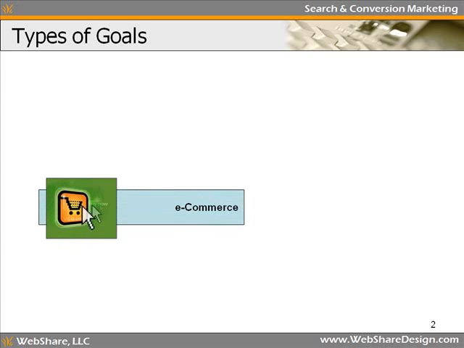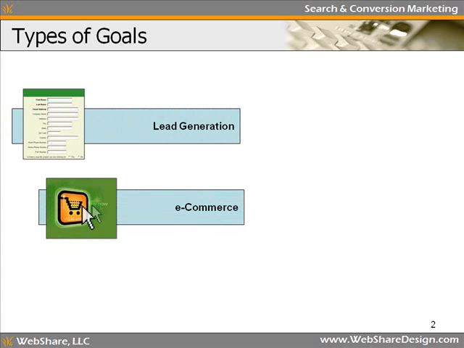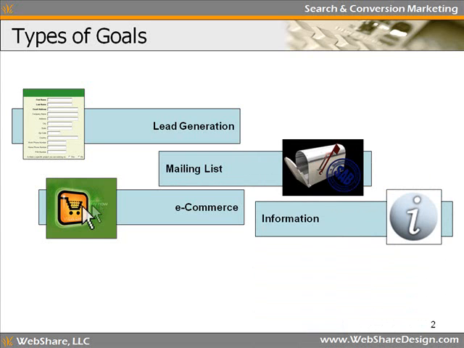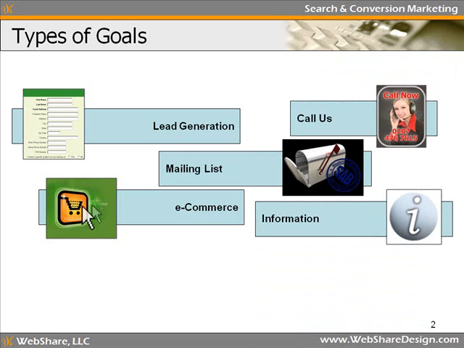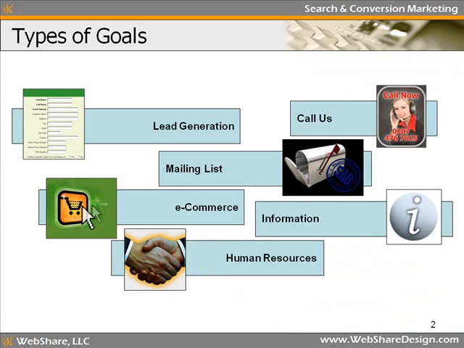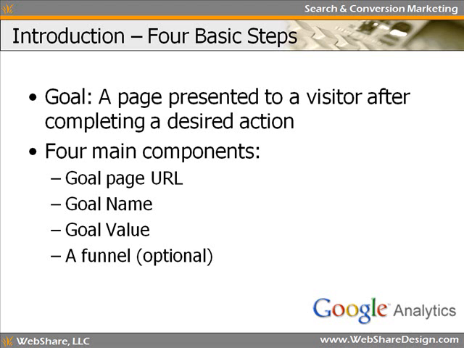Let me give you a few examples. When someone enters their personal information for you to contact them about your products or services, this is a lead generation goal. An information goal is when someone downloads a white paper or reviews the resources pages on your website. A few other goals are signing up for your mailing list, clicking on a link to get your 800 number or calling you via a trackable 800 number, downloading a resume which can be quite valuable during a big hiring phase, and pretty much anything else on your website that you consider a goal and that you'd like to track.